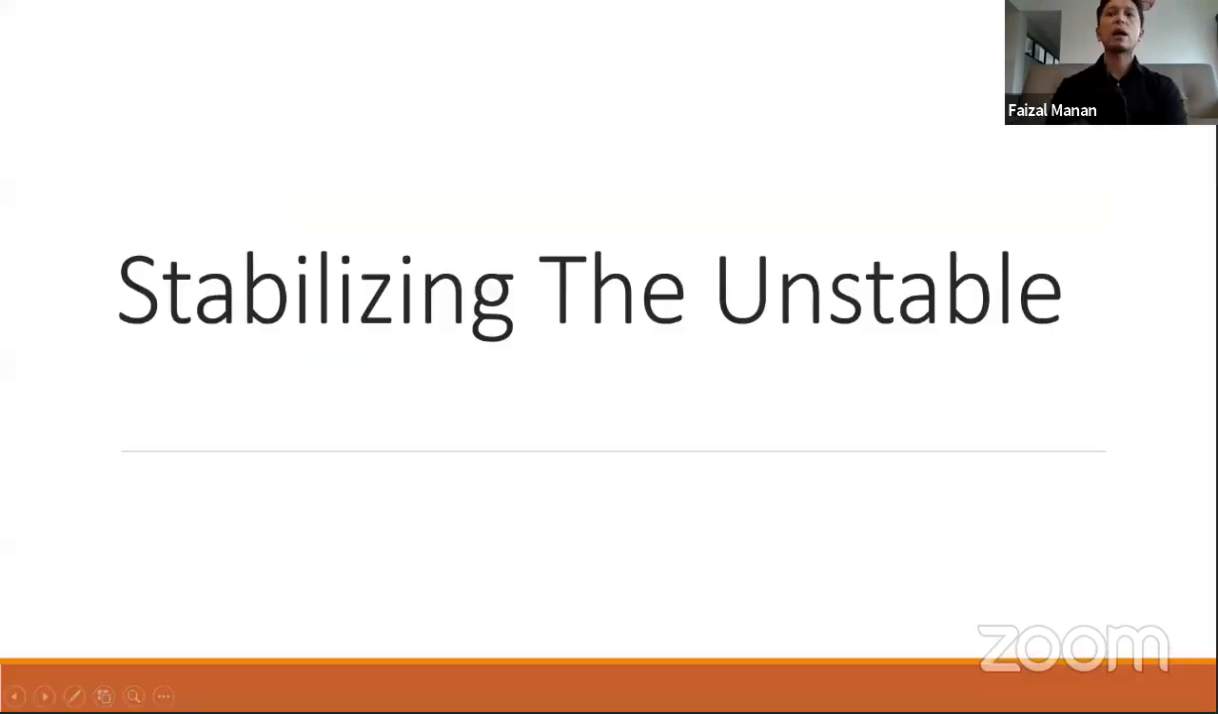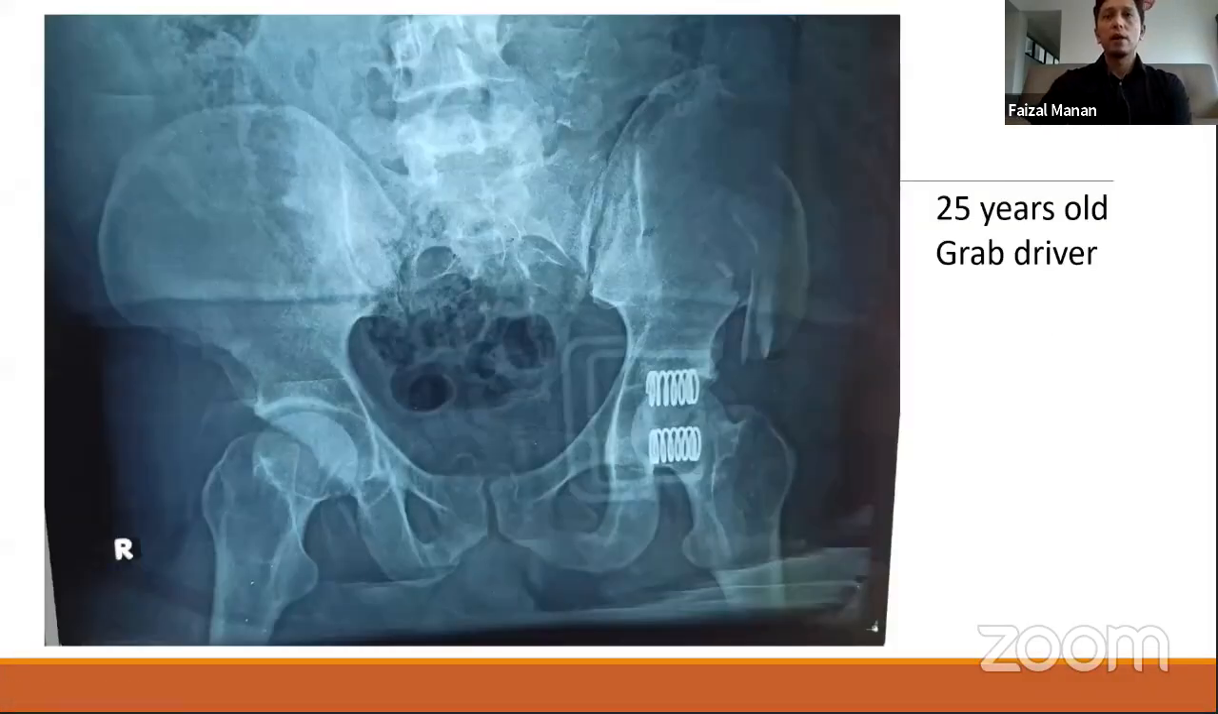Stabilizing the unstable. I would like to start the presentation with a two-case discussion. The first is a 25-year-old Grab driver. He had a motor vehicle accident early this week, and when he came in, he was sitting in the green zone for I do not know how long, and suddenly he collapsed. He was sent to resus, and during resuscitation they found out that he had a pelvic injury.